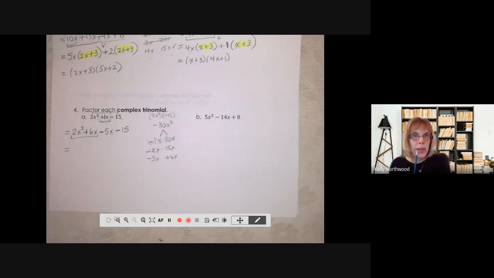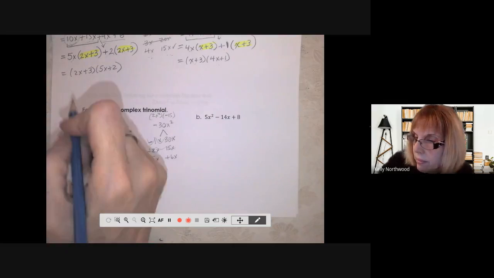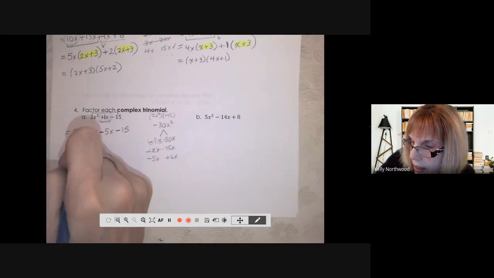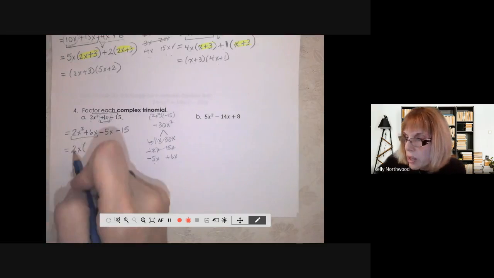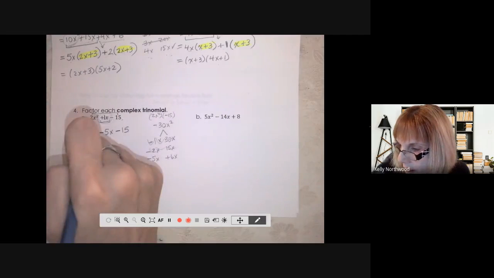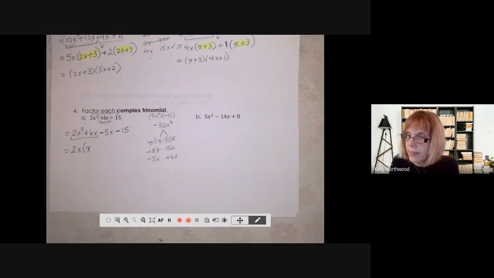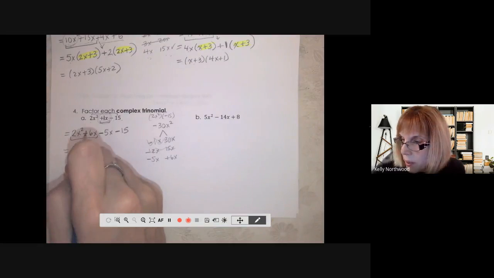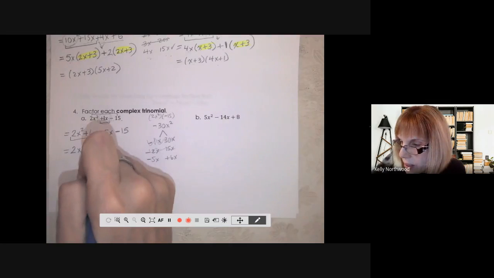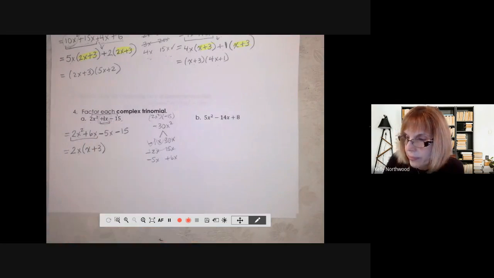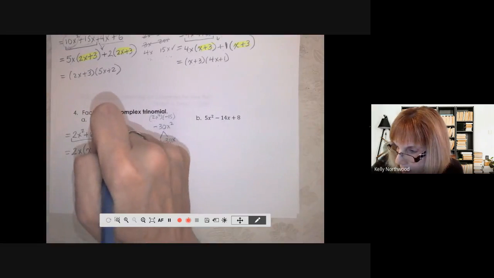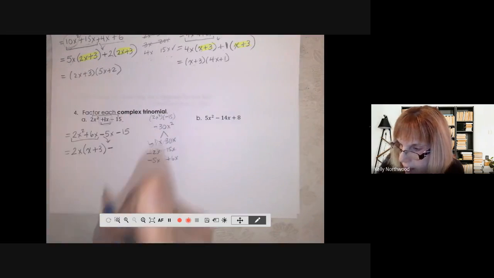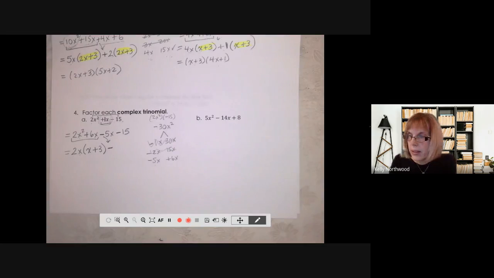So I start off just by looking at the first two terms and see what they have in common. They both have 2 in common and x. What do I multiply 2x by to get 2x squared? X. What do I multiply 2x by to get positive 6x? Positive 3. Okay, so here's really important. The sign that comes next goes next. Okay, that's a really important step.